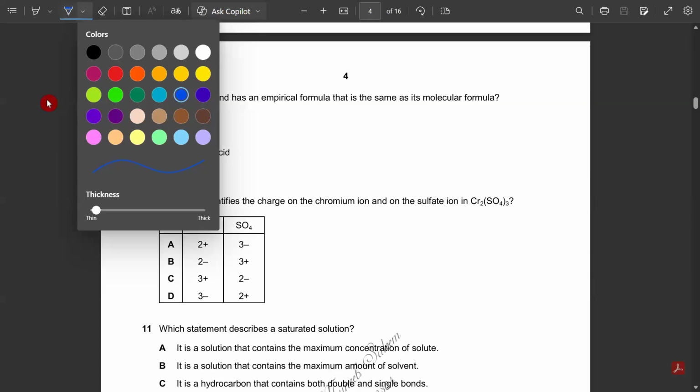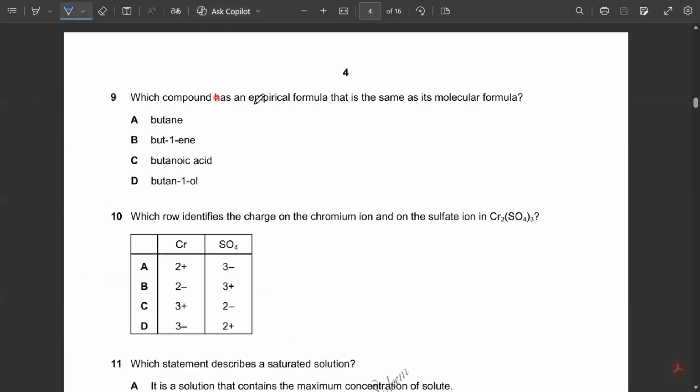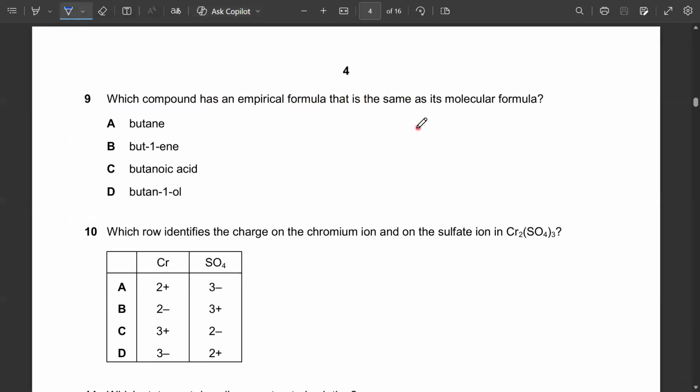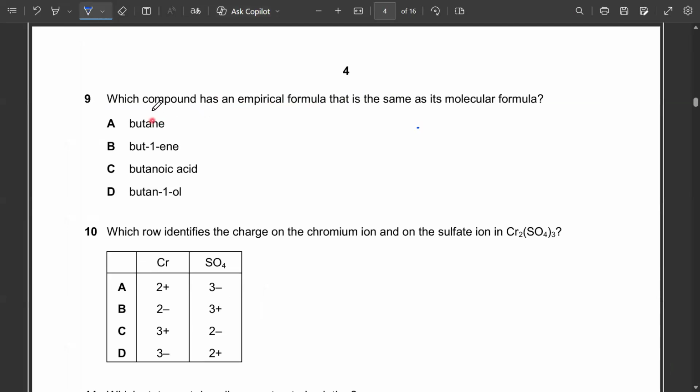In question 9, which compound has an empirical formula that is the same as its molecular formula? So we need to convert all these formulas into their respective structures, and then from those structures we will find the molecular formula, and at the last we will find the empirical formula.